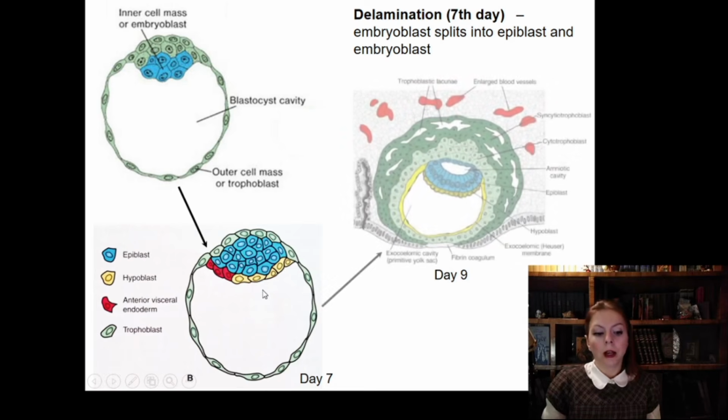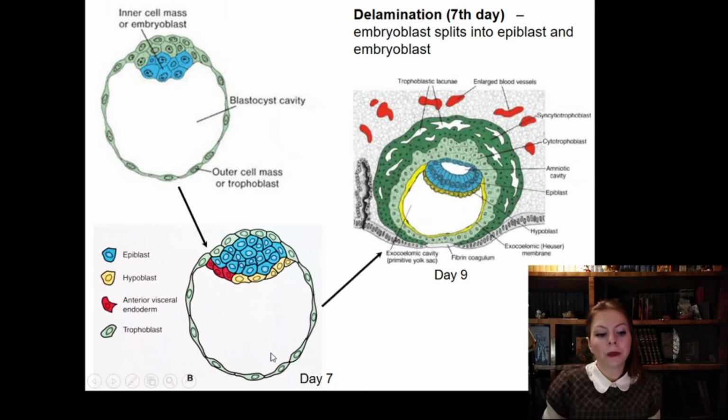Later on, after the implantation, the embryo is looking like this. We can distinguish here the epiblast and the hypoblast, again bluish and yellowish, and some additional structures are formed: the amniotic cavity above the epiblast and the yolk sac cavity under the hypoblast. That's what you have to know.